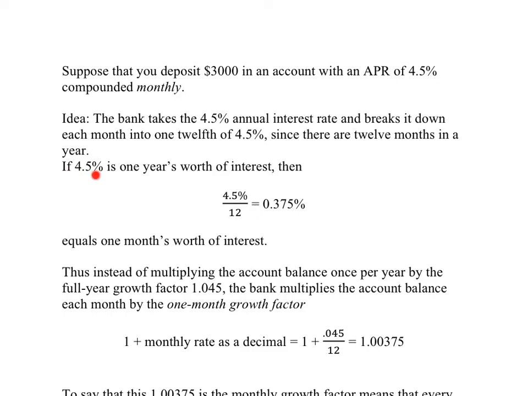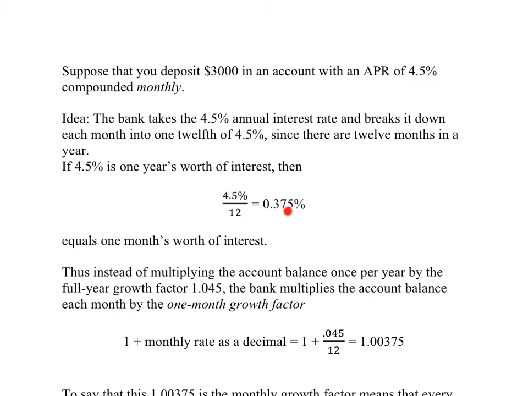So if 4.5% is 1 whole year's worth of interest, then a twelfth of that is 0.375%. That's 1 month's worth of interest. So instead of multiplying the account balance once per year by the full year growth factor of 1.045, instead the bank multiplies your account balance every month by the 1 month growth factor. So that's 1 plus the monthly rate as a decimal. 1 plus this 0.045 over 12. In other words, 1 plus 0.00375.